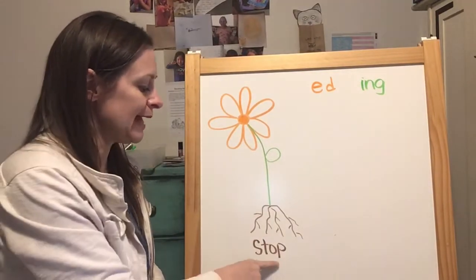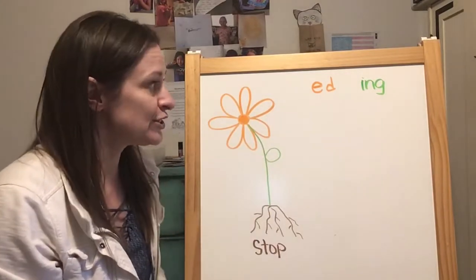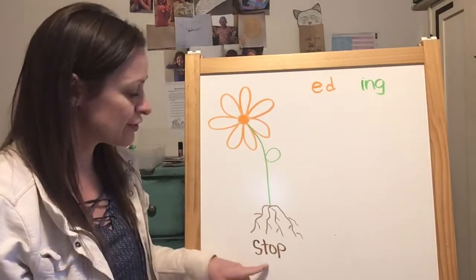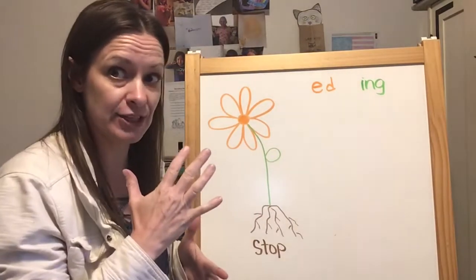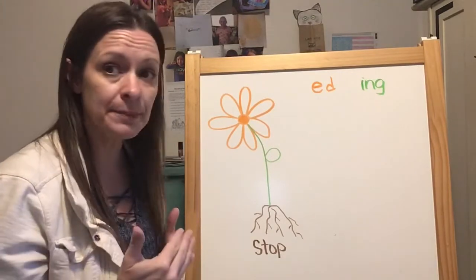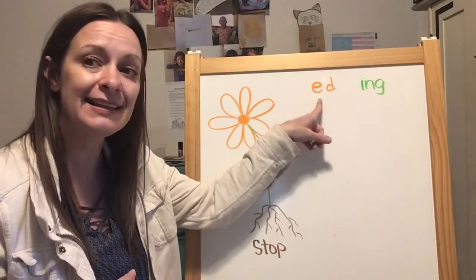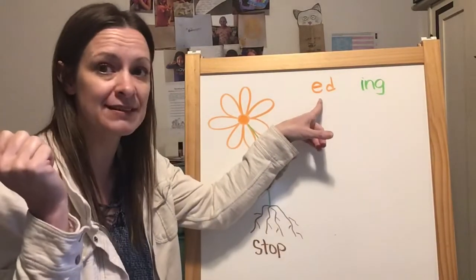So remember, when we have our root word and we go to add an ending like ed, we're usually adding that ending to make our verb past tense. So stop is an action word, right? Or in this case, we're stopping our action. I stopped at the stop sign. When I say stopped, I'm adding an ending to say I already did it. It's past tense. I've already stopped at the stop sign.